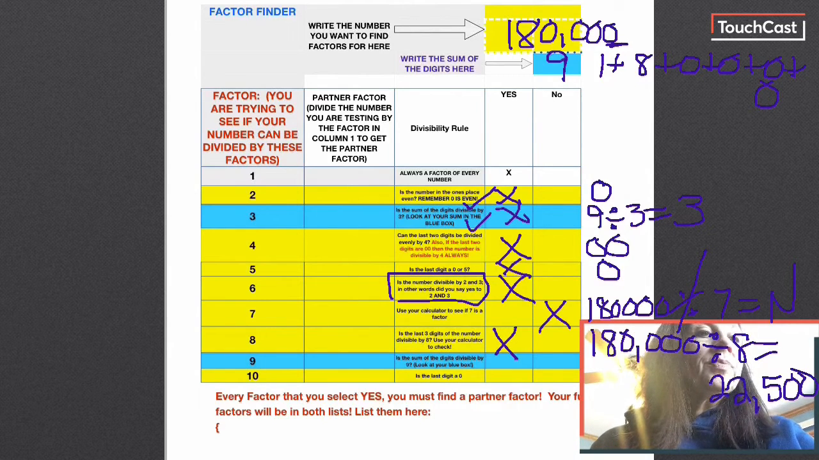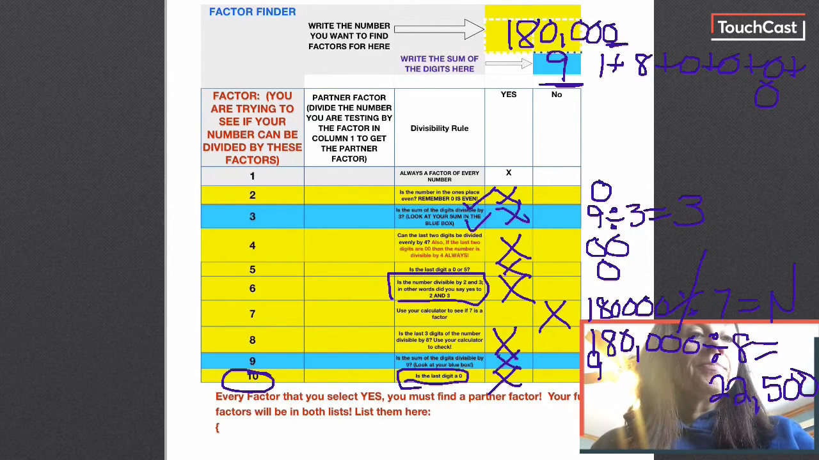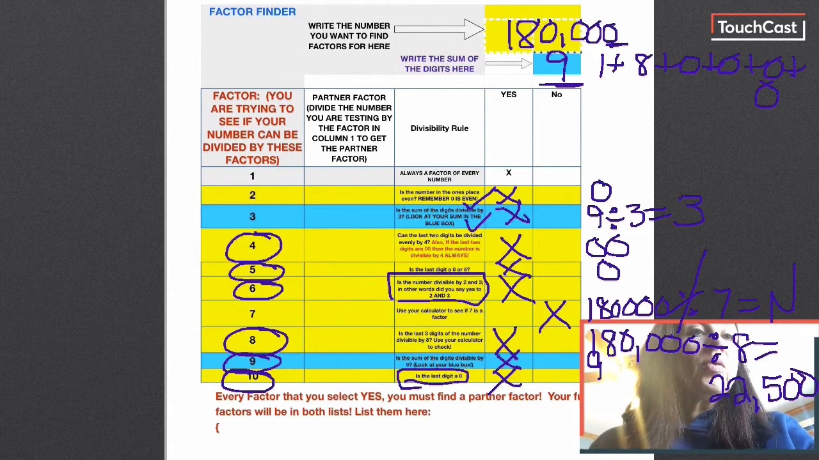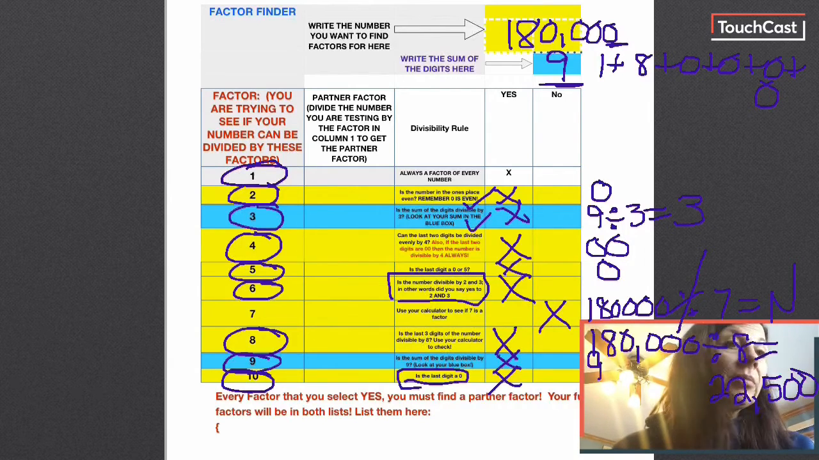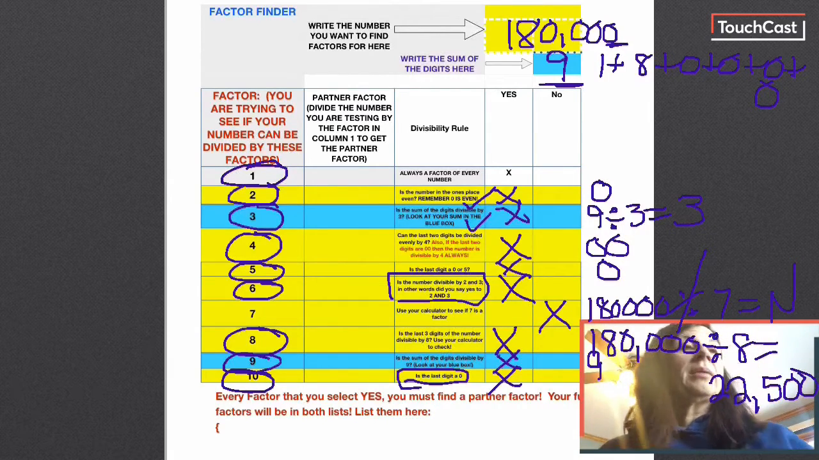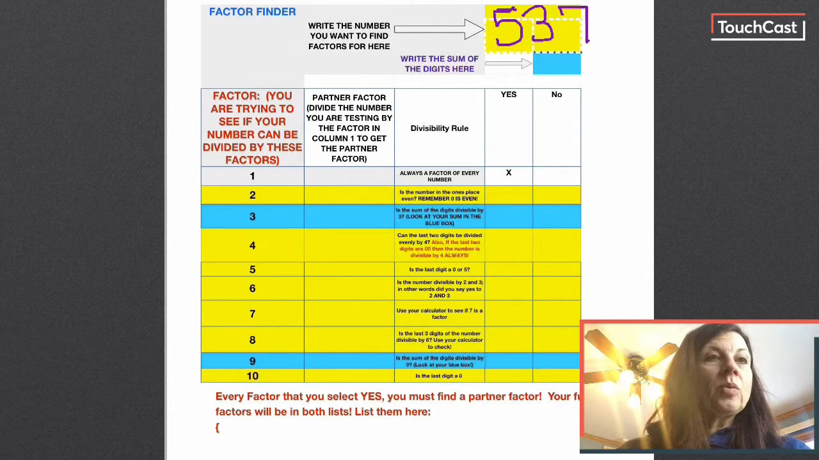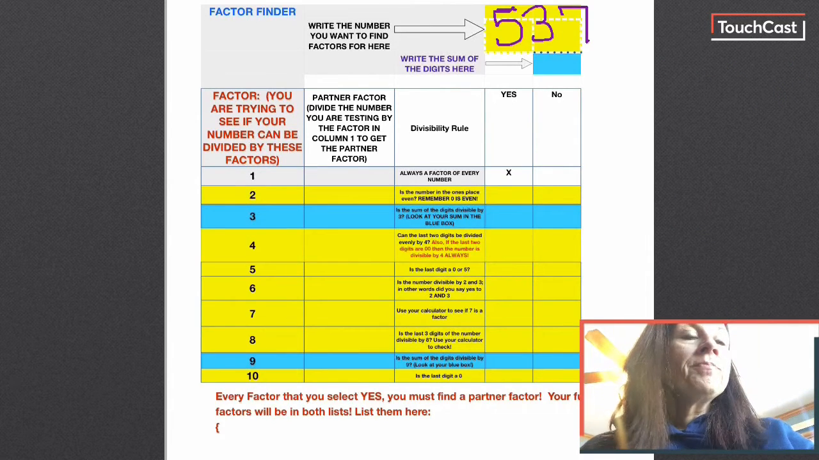Now, look at the blue. Is the sum of the digits divisible by 9? The sum is 9. So yes, 9 is divisible by 9. And number 10, is the last digit a 0? Yes, it is. So this number is divisible by 10, 9, 8, 6, 5, 4, 3, 2, and 1. Divisible by every single number but 7. Excellent job. All right, let's do one more and see how you do with this one.